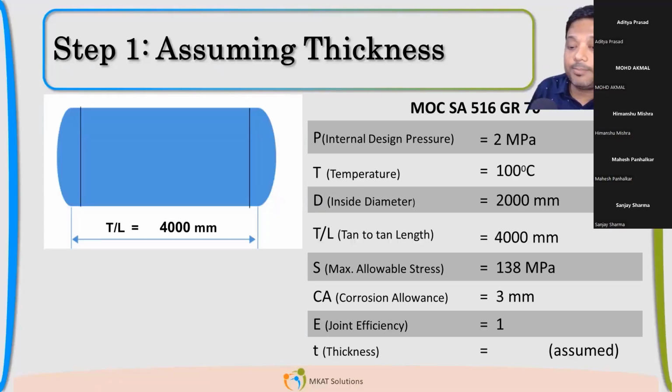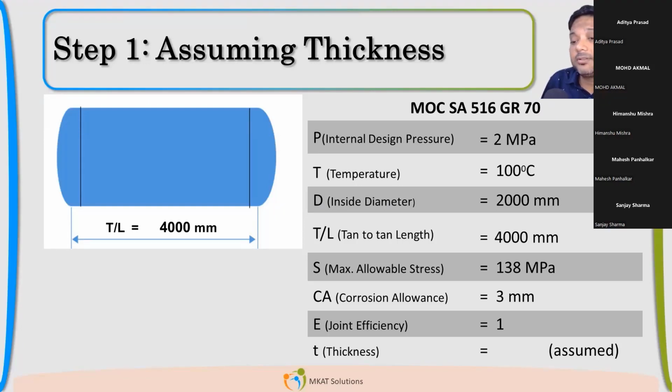Let us take one example. We have taken material SA 516 Grade 70. It's a very common material which we generally use, so I'm taking the example for the same. This is the example which we took for internal pressure, because we want to find which thickness I should assume. That will be based on internal pressure. That is the reason I've taken the same example.